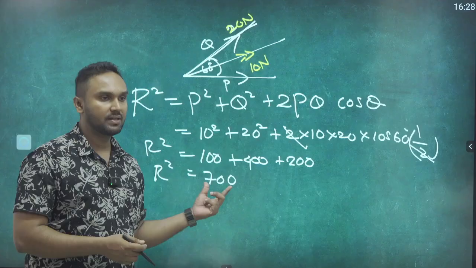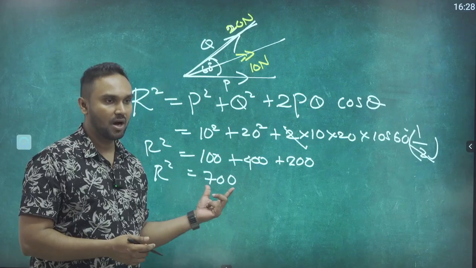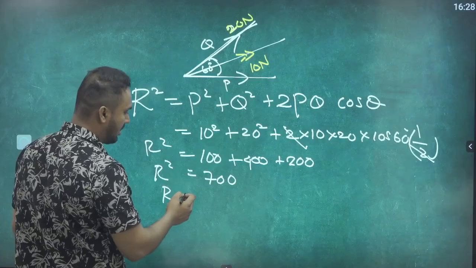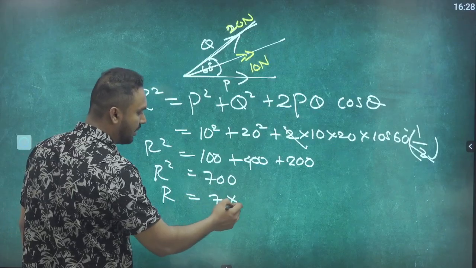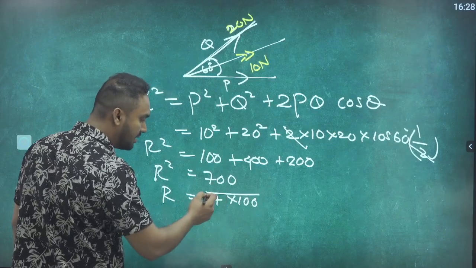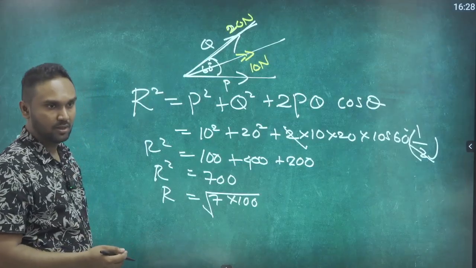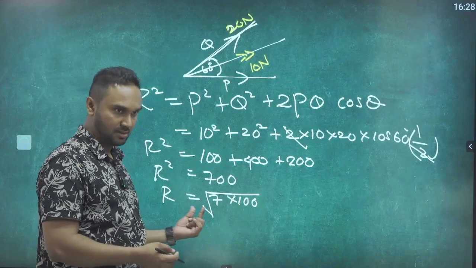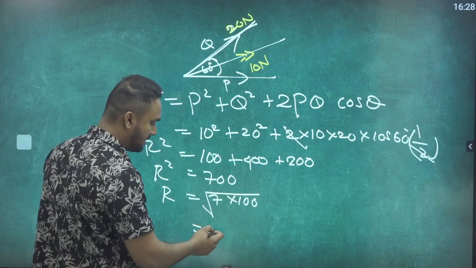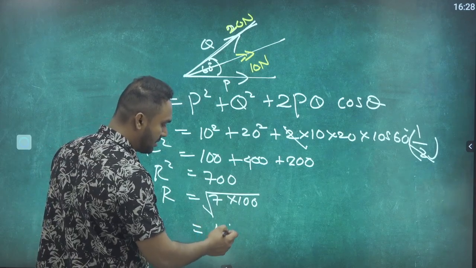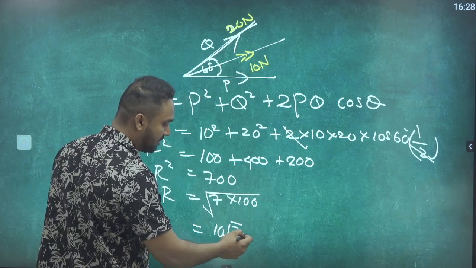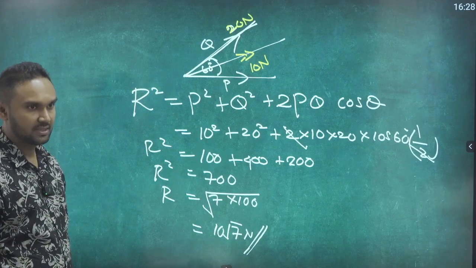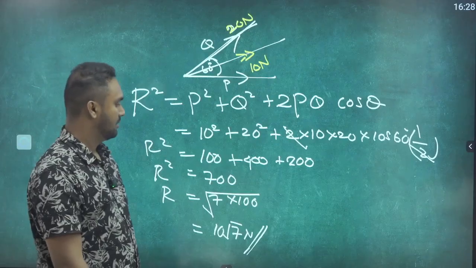We can write 700 as 7 into 100, right? So R equals the square root of 7 into 100. Now 100 has a square root but the 7 doesn't, right? So you write the answer as 10 root 7 newtons. Now this is in surds. This is the surds, right? So the final answer is this.